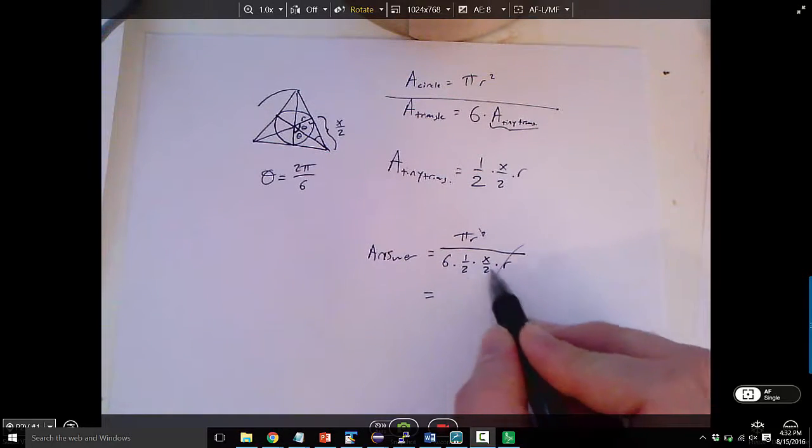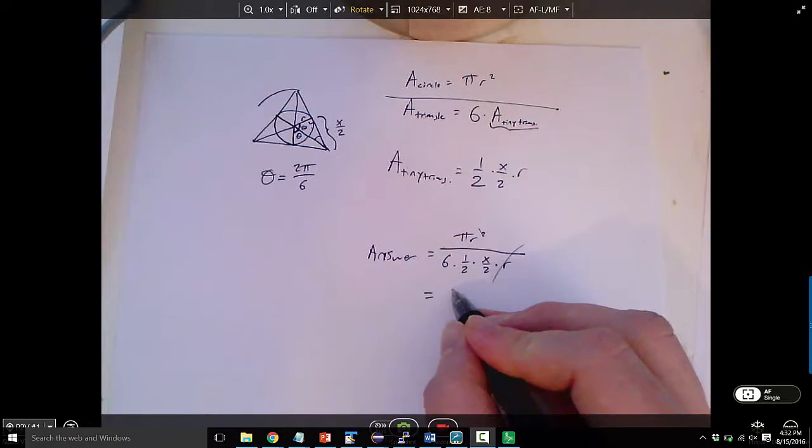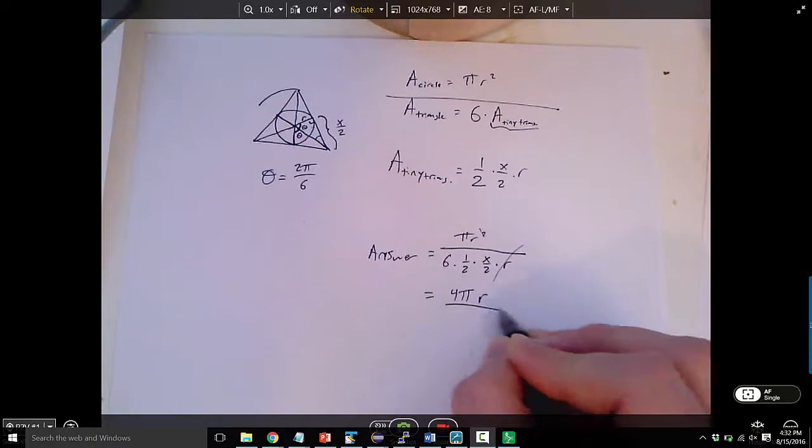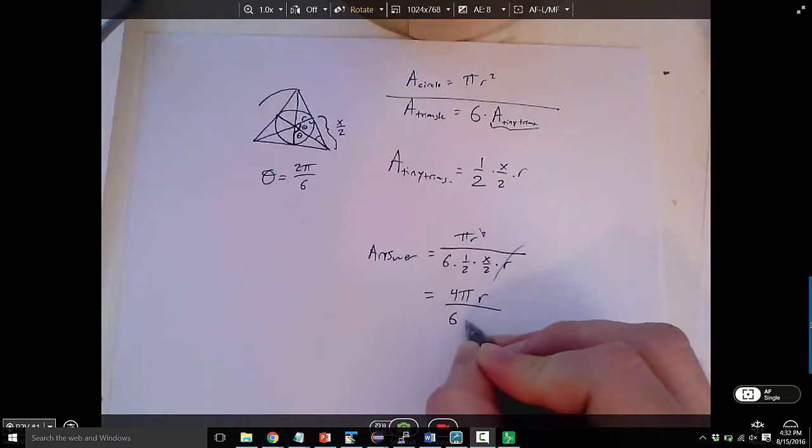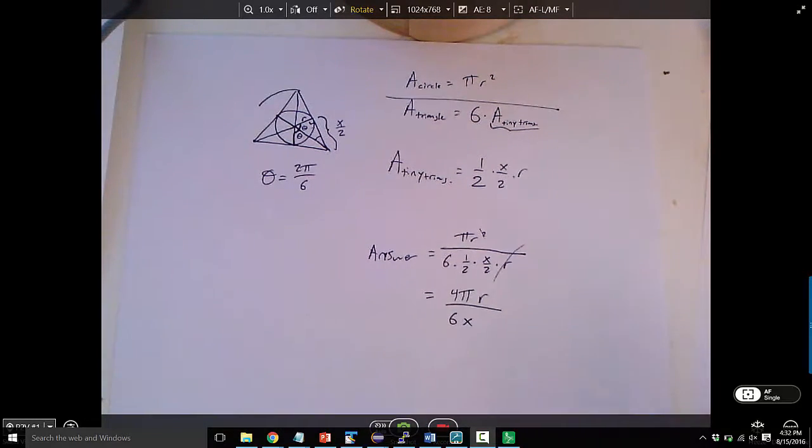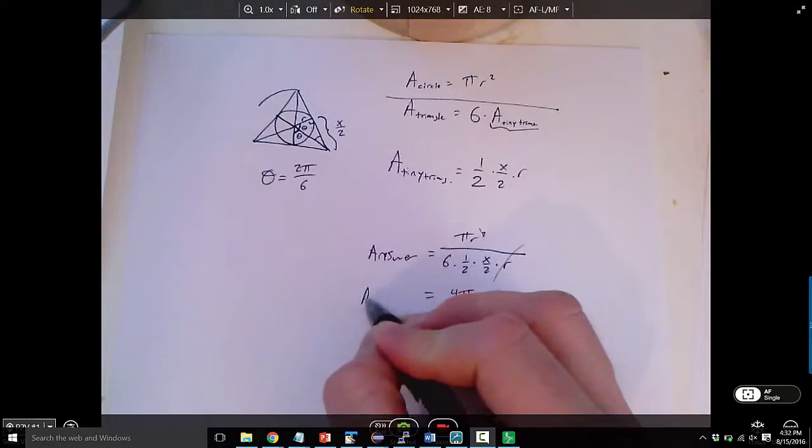This is a sort of a 4 in the denominator there, which I'll move to the top. So I've got 4 pi r over 6x on the bottom. And you could simplify that, I guess, if you want. Okay, well, so can I leave it like this?